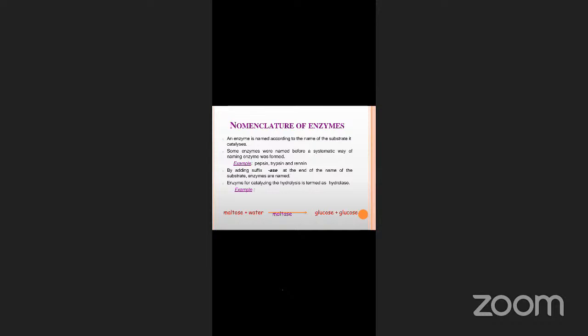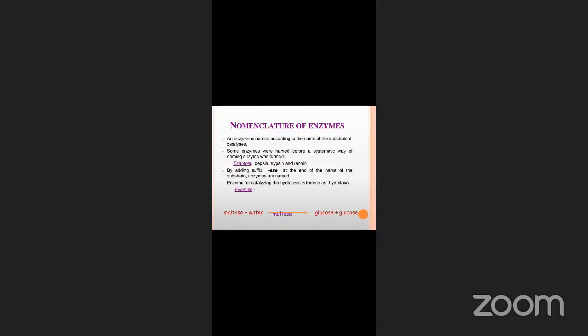And this reaction is catalyzed by maltase. So you can know that the substrate is maltose and the enzyme is maltase. So this way of naming is common. Other than this, there are some names which were given long back, but they are not according to this system, like pepsin, trypsin, renin. The substrate names have nothing to do with these enzyme names. And some are like, as I said, maltose, maltase.